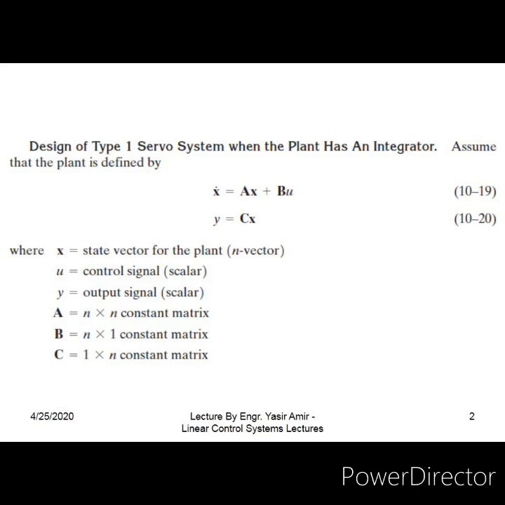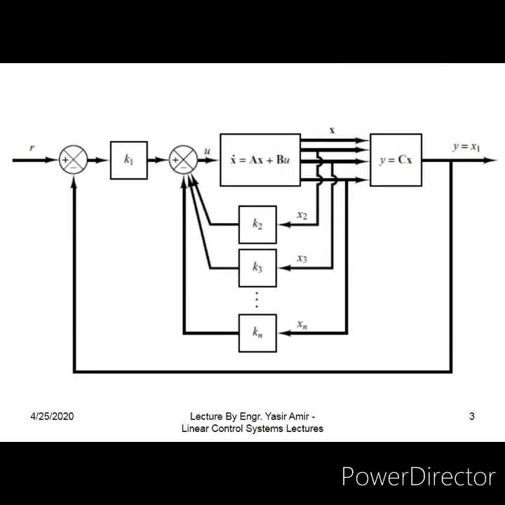And in this slide you can see the block diagram of state variable feedback control of a type 1 servo system. You can see that the plant is there in the center, with the state equations implemented there, and then the output equation. The state variables x1 up to xn are coming out of the state equations and they are going into the block of the output equation y equals Cx, and then we get the output.